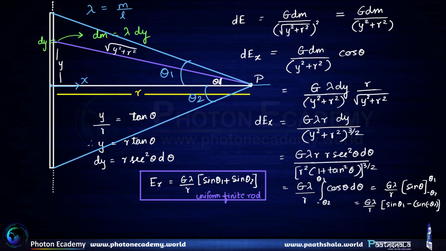So if we move on to an infinite rod, then in that case we would simply have to put the angle theta 1 and theta 2, both of them, to be 90 degree. So let us say we do that, then we get Ex for an infinite rod to be equal to, so sin 90 plus sin 90 is going to be 1 plus 1, which is 2. So it is going to come out to be g lambda into 2 upon r. So this is the expression for an infinite rod.